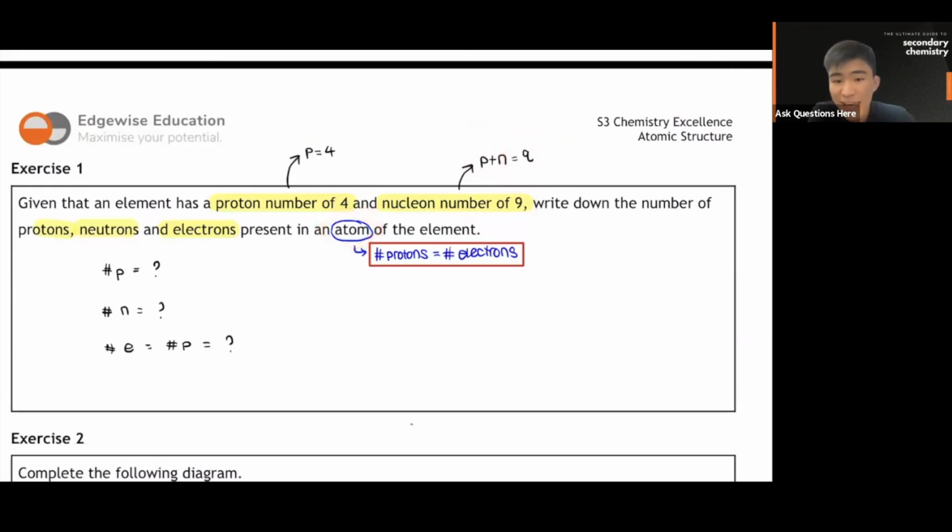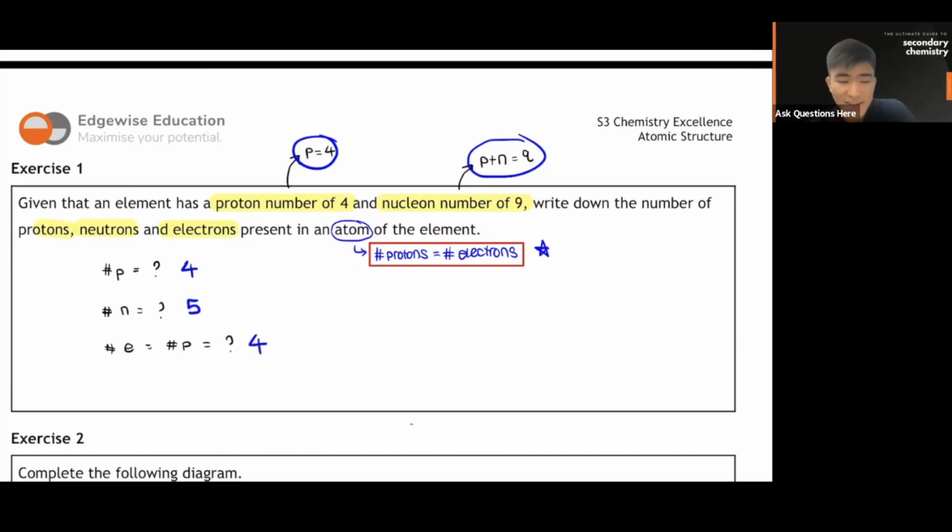Whenever we see the word atom, the number of protons must automatically equal the number of electrons. So proton, very easy. They already give you the answer. P equals 4. And very simple, I just need to take this value over here, which is 9, nucleon number, minus away proton number. It will give you 5. And E equals P because we have already stated over here that protons equal electrons for an atom. Therefore, it is also going to have 4 electrons.